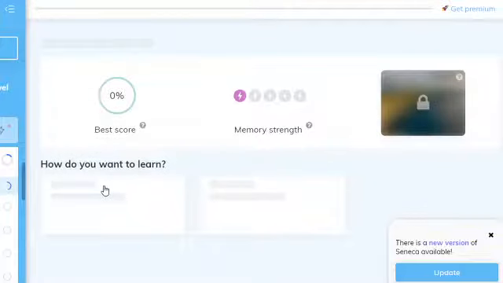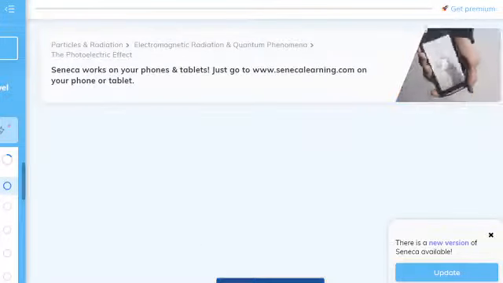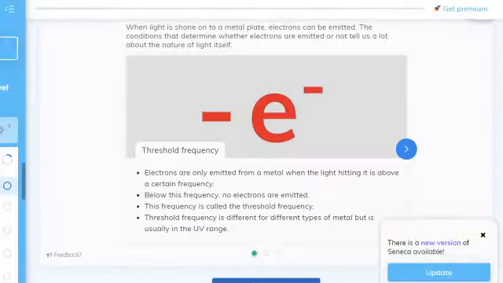About the photoelectric effect. Explanation. Okay.